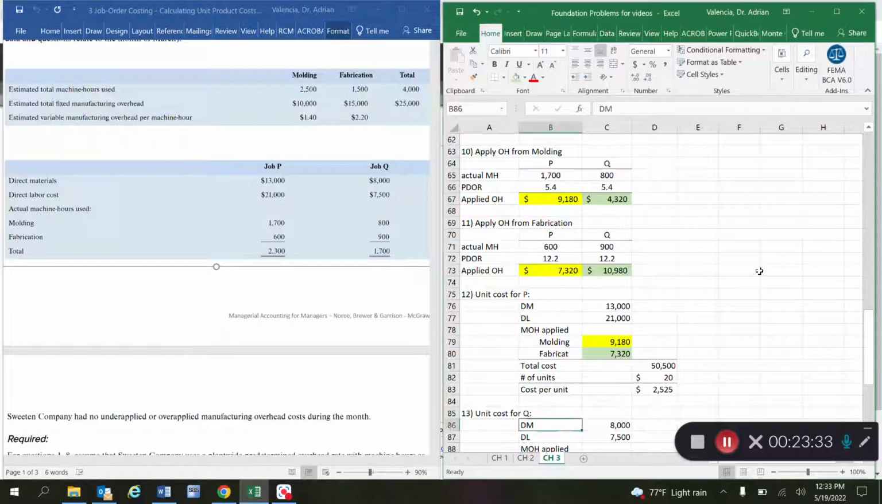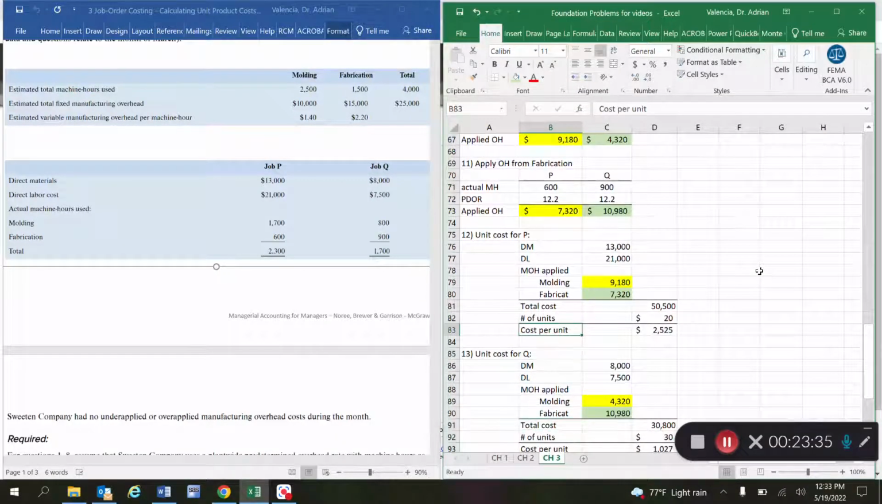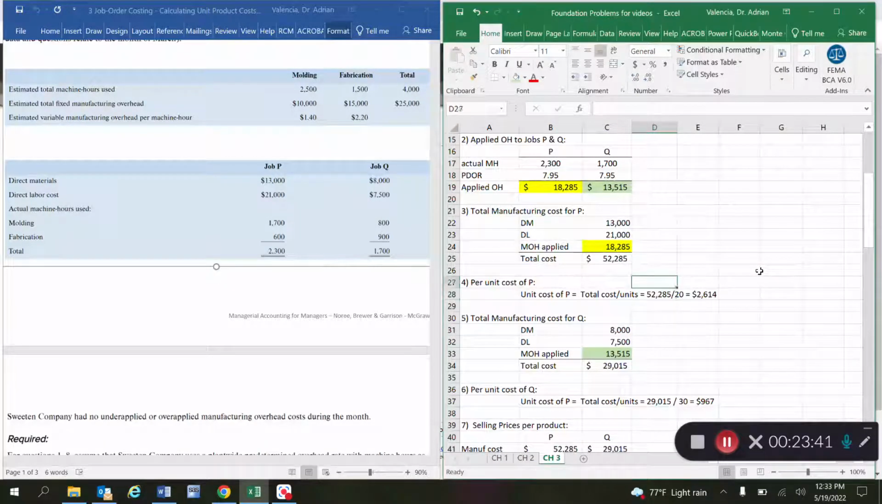So the total cost for product P here is 50,500. Compare that to 52,285 from before. So in other words, by using one plant-wide overhead rate, we're averaging out the effects of all departments into one here. That means we apply 18,285 and that gives us a product P cost of 52,285.